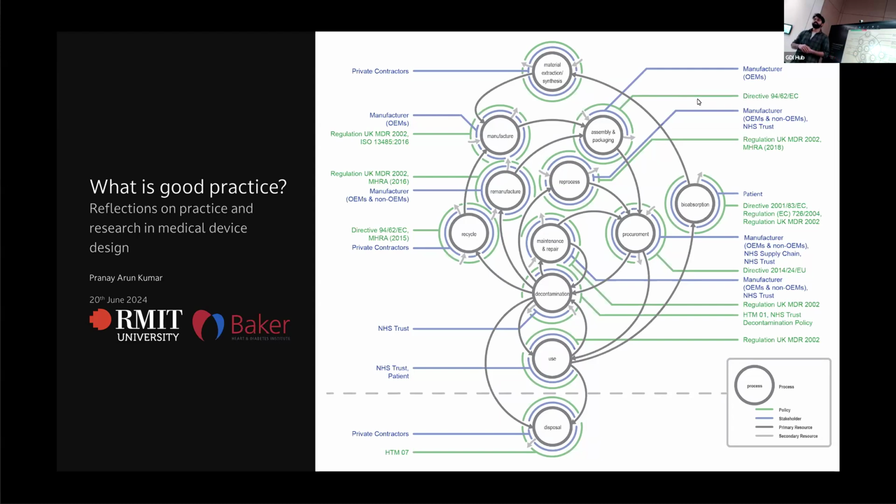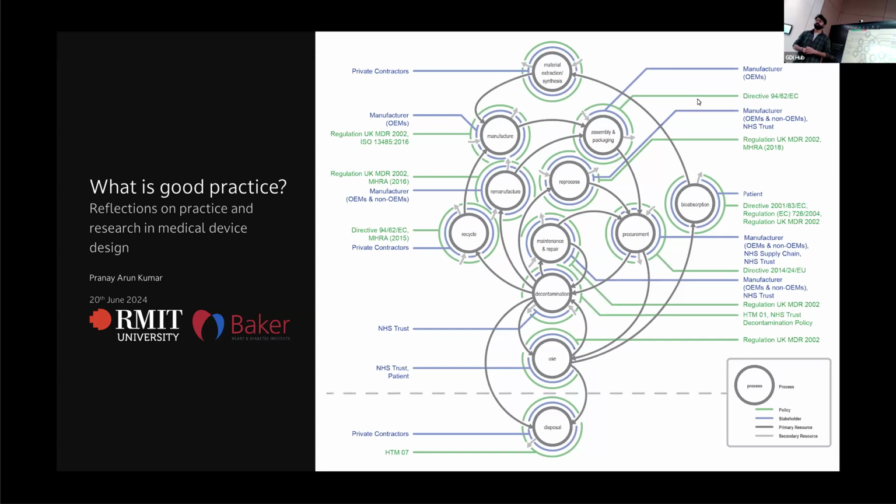Today we have a very special guest, Pranay Arun Kumar from RMIT Australia. He's doing his PhD there in biodesign, basically the design and development of medical devices. And today he'll be touching upon some of his experiences and research work related to the development of medical device and how it overlaps with assistive technology.